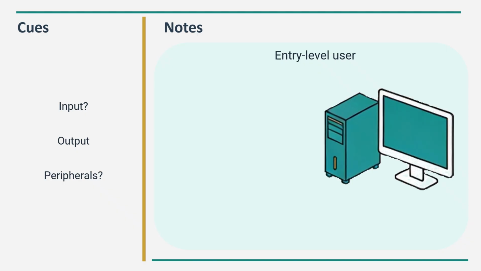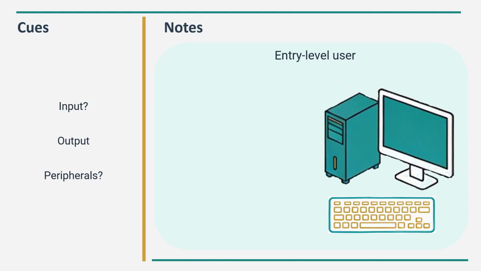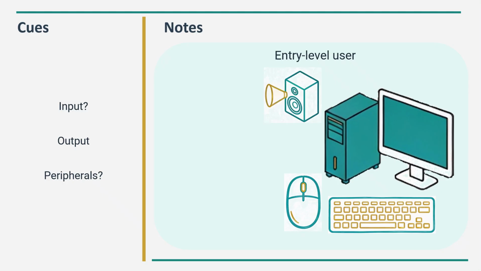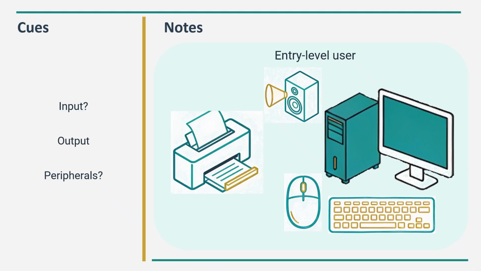For input, an entry-level home user just needs a standard keyboard and mouse, nothing fancy. Just comfortable enough for typing emails and browsing. For output, a basic monitor and a pair of speakers or headphones are fine for watching videos and listening to music. As peripherals, they might have a simple inkjet printer for the art assignment or form, and maybe a USB flash drive or small external hard drive to store family photos and backups.